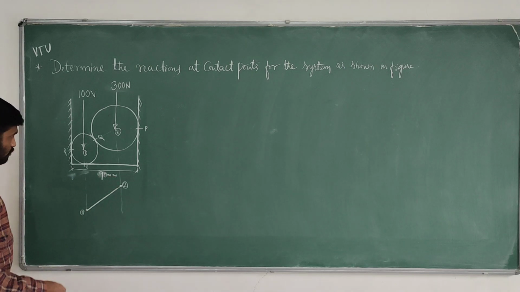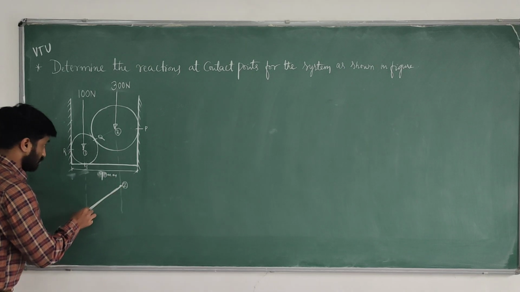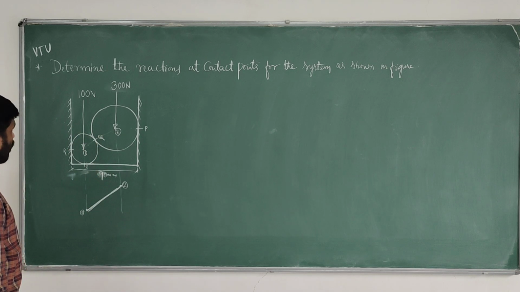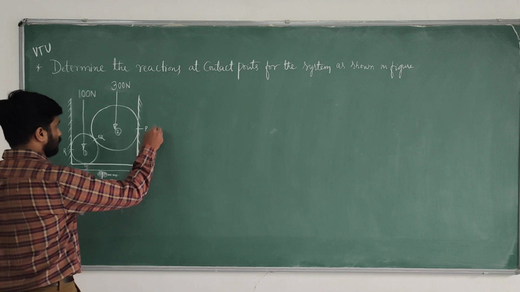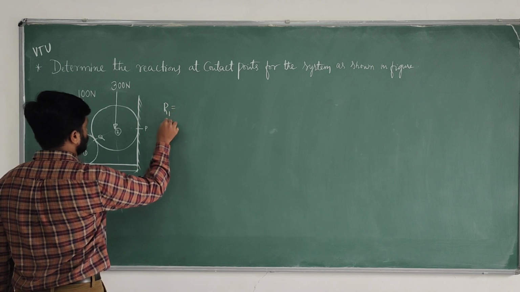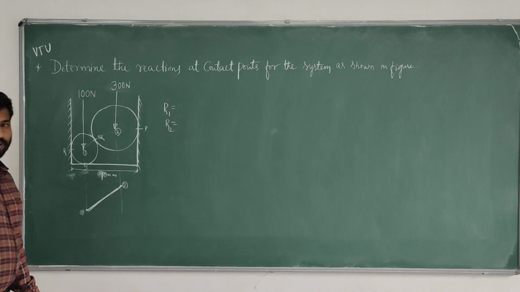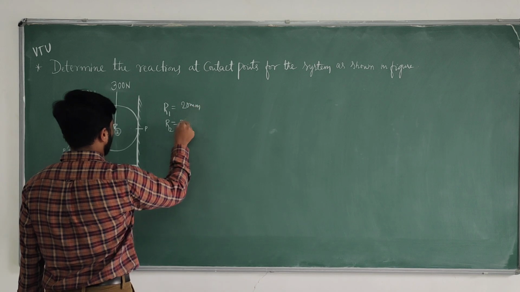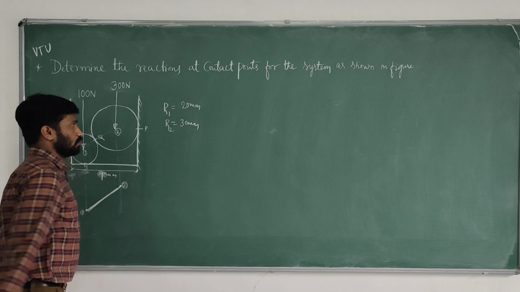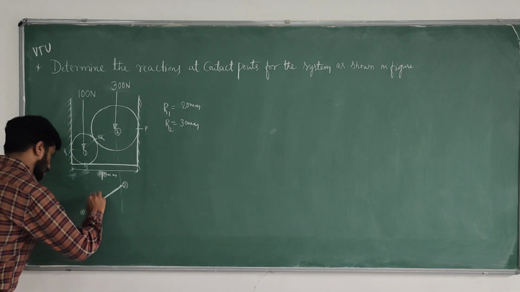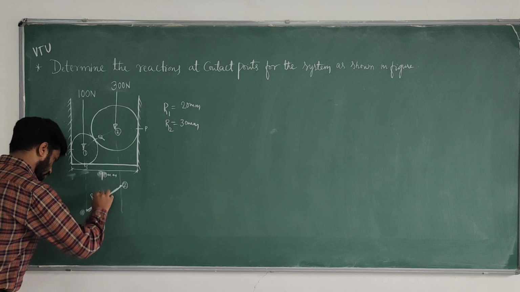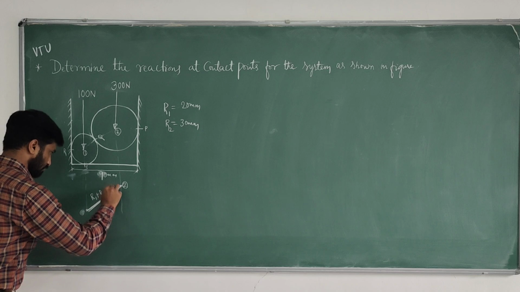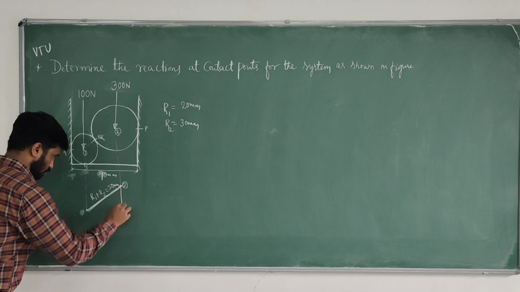This distance is R1 plus R2. What is R1 and what is R2? Both are given. The value of R1 is 20 mm. The value of R2 is 30 mm. R1 and R2 values are given. So this value will become R1 plus R2, that is 50 mm.